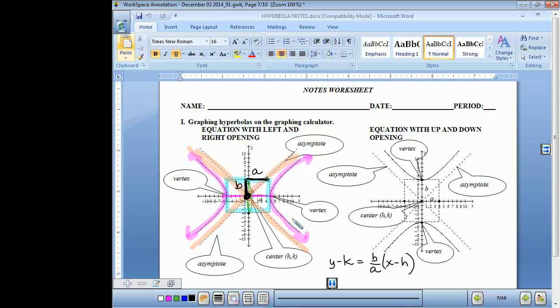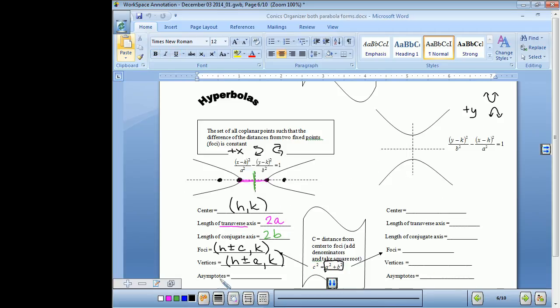To get this one, isn't this just negative a? Mm-hmm. So it would be b over negative a. So those asymptotes every time end up being y minus k equals plus or minus b over a, x minus h. And that's what we would put here: y minus k equals plus or minus b over a, x minus h.